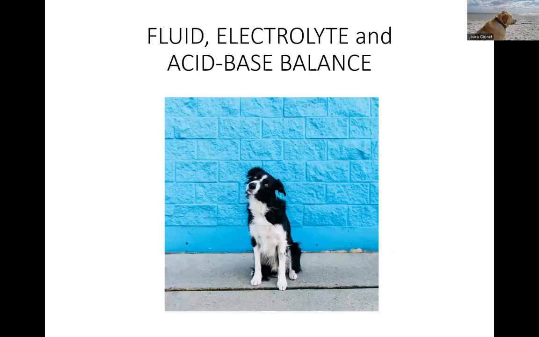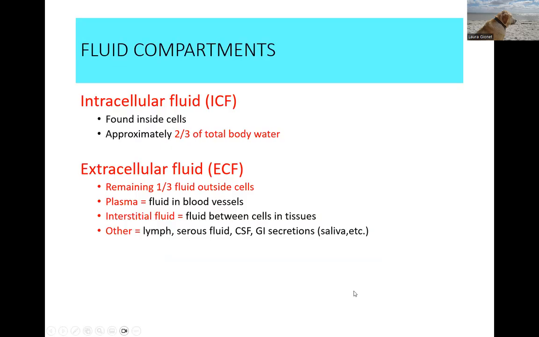Okay. So I am sharing my screen and we'll start with fluid compartments. Intracellular fluid is the fluid that's found in all your body cells, and that constitutes about 2/3 of your total body water. And it makes sense because you have trillions and trillions of these cells, and that's where the majority of fluid will be found. About 1/3 is outside of that, and that's called extracellular fluid.